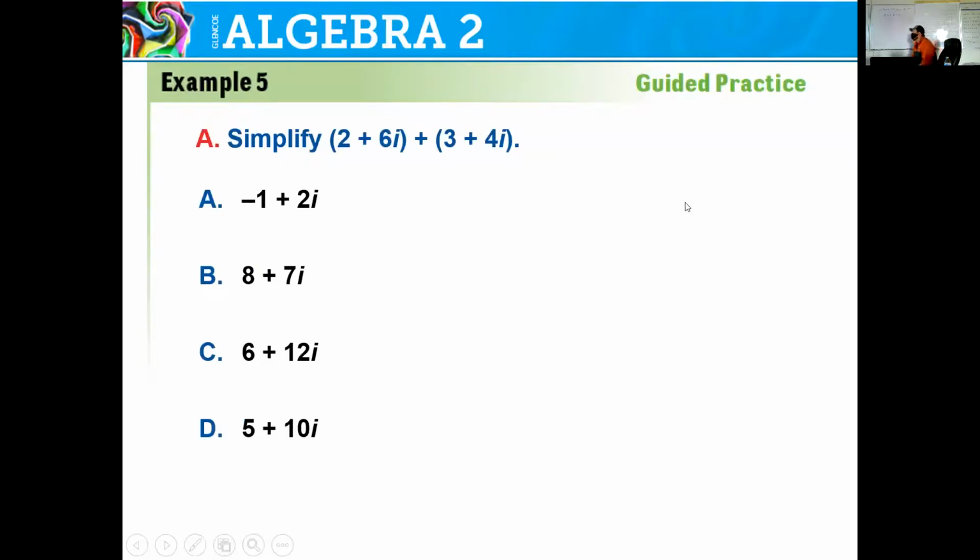So here we have a real portion of 2 and 3, and it's addition. So what's 2 plus 3? That's 5. In the process of elimination or deductive reasoning, however you want to look at it, we only have one answer choice with 5. So we know it should be answer D. But if we look at the imaginary portion, 6i plus 4i gives you 10i. Okay, combining like terms for addition and subtraction.